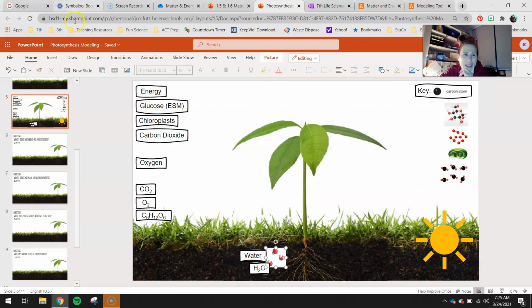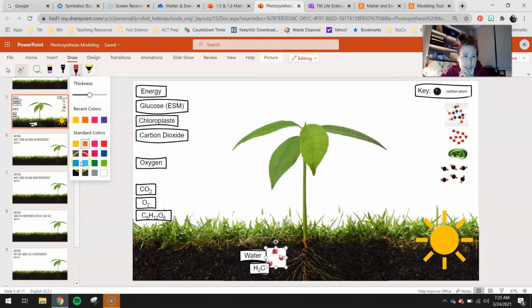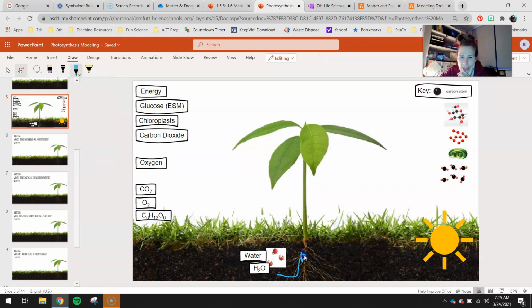Okay, and because we need this for photosynthesis, we're going to take our little draw tool and draw an arrow to show that water is coming into our plant for that. So I think I even wrote a little "in" on there for you.